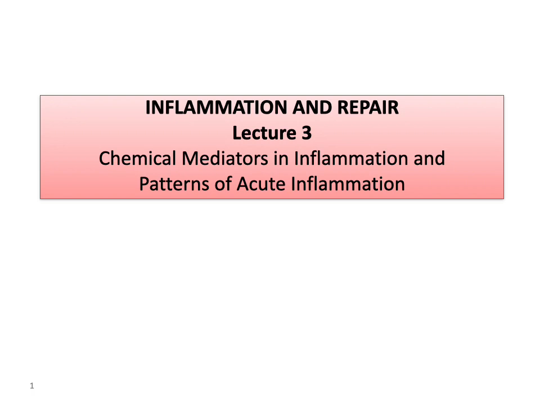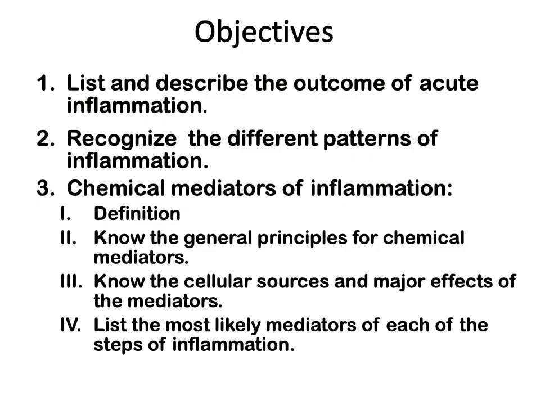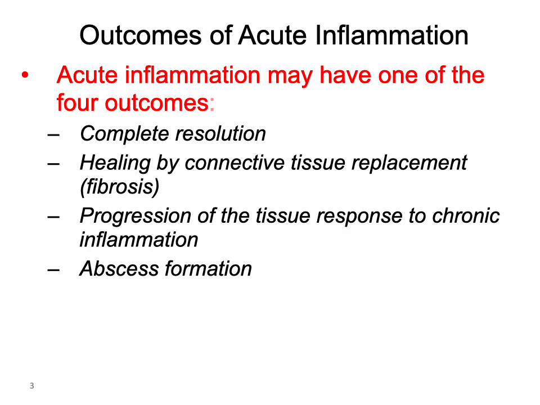For this lecture, we'll be talking about the different patterns of acute inflammation, and we'll be having a quick rundown of the chemical mediators that are involved in the inflammatory process. We'll be talking about what the outcome is for acute inflammation. We'll be talking about the different morphologic patterns, and as mentioned, we'll be having a brief run through of the chemical mediators.